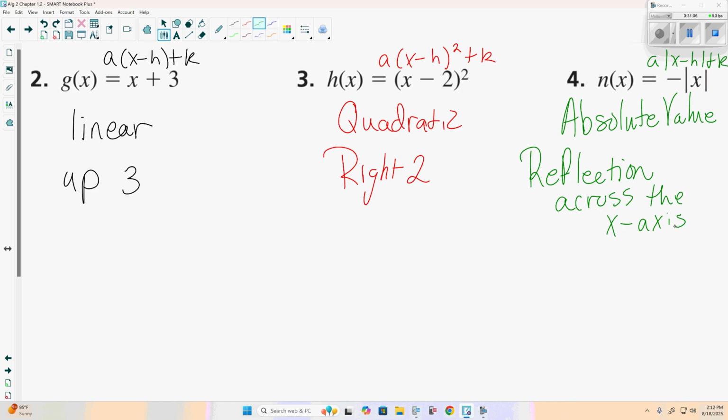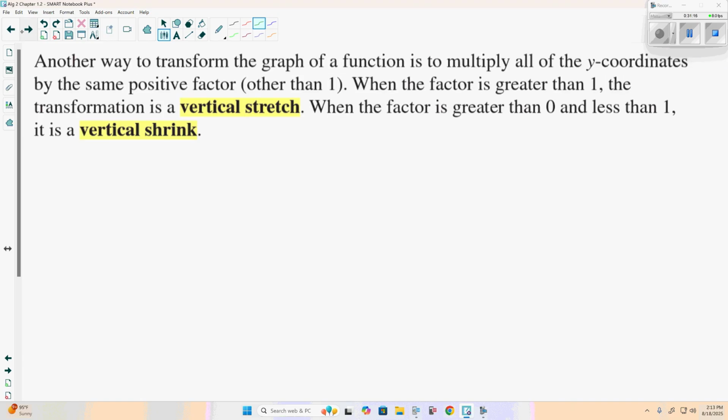Questions on these transformations so far? Are you ready for our next one? The last main one we're looking at here is vertical stretch and shrink. Another way to transform the graph of a function is to multiply all the y-coordinates by the same positive factor other than 1. When the factor is greater than 1, it's a vertical stretch. When that factor is between 0 and 1, it's a vertical shrink.